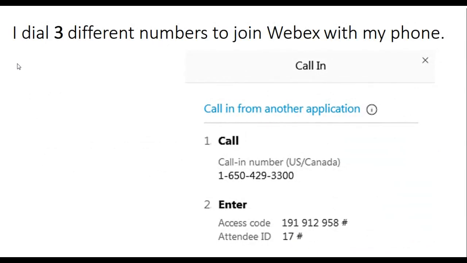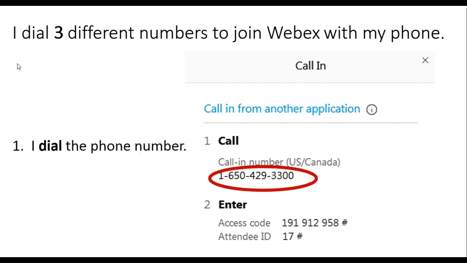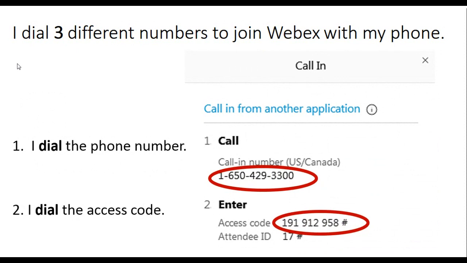I dial 3 different numbers to join Webex with my phone. I dial the phone number. I dial the access code. And I dial the password. Now, for all meetings in Webex, these numbers change. Every time you have a meeting, you must look at the new numbers to use.